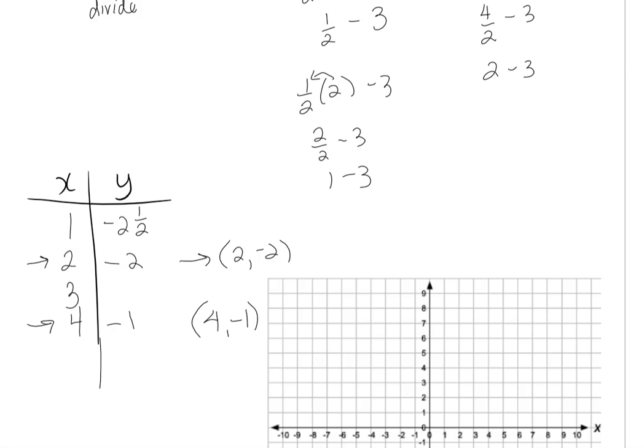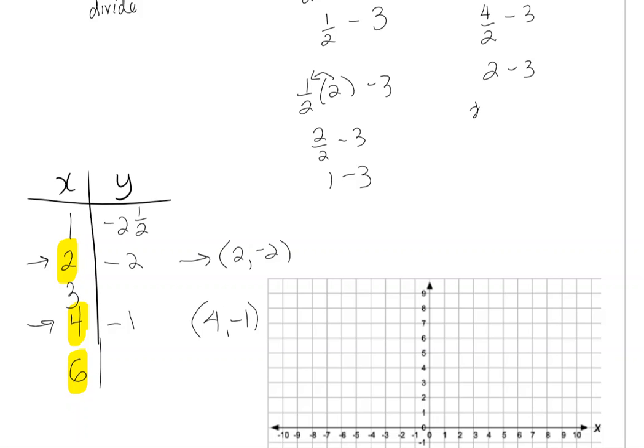What number would you use? Now, I think I'm going to use 6, because I kind of noticed something here. I noticed that this is a 2 and this is a 4. There's almost a pattern within a pattern here of numbers that work out nicely.